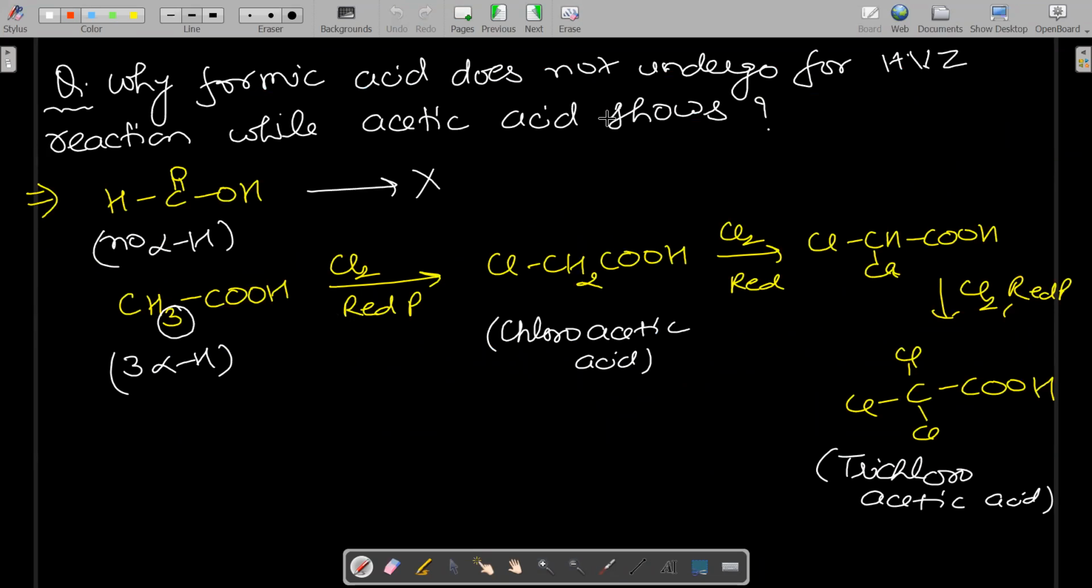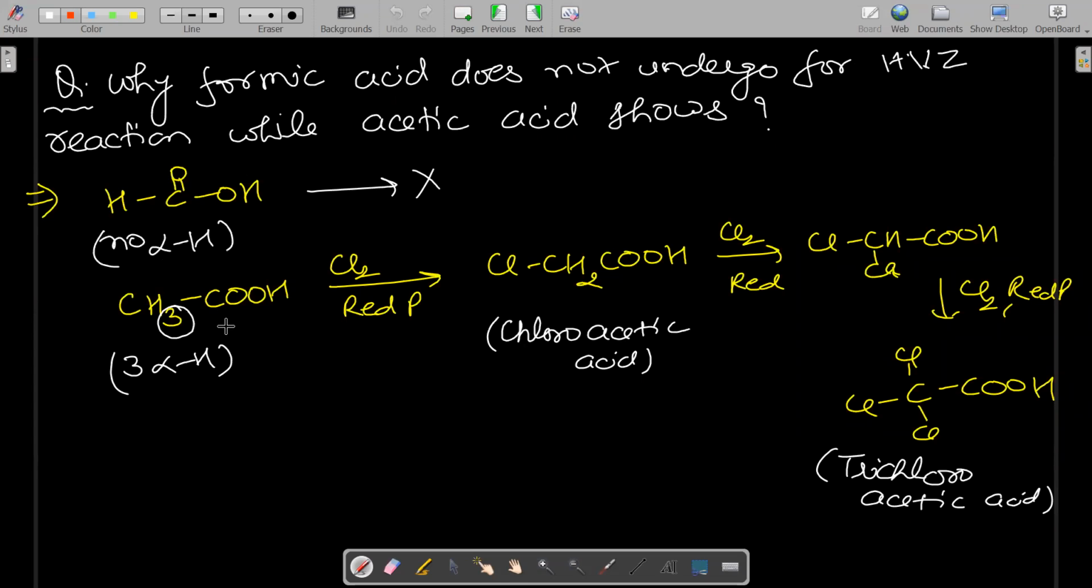Now there is one question. You can see, why does formic acid not undergo HVZ reaction while acetic acid shows this reaction? Anybody can say without seeing the answer? What is the meaning of formic acid? Methanoic acid. It's okay. So why does formic acid not show HVZ reaction while acetic acid shows HVZ reaction? So the answer I have written here. Formic acid does not show HVZ reaction because in formic acid there is no alpha hydrogen.